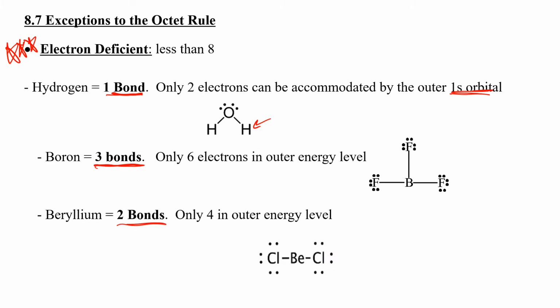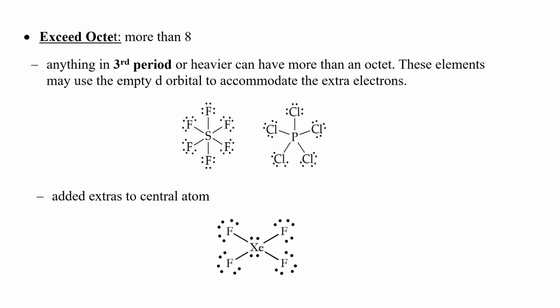Beryllium is a weird one. It only likes 2 bonds or 4 electrons in its outer energy level. So what do you have to remember? Hydrogen, boron, beryllium. Hydrogen likes 1 bond, boron likes 3, beryllium likes 2. Very rarely will you see beryllium on the AP test. They used to put it on there. They haven't put it on in years.